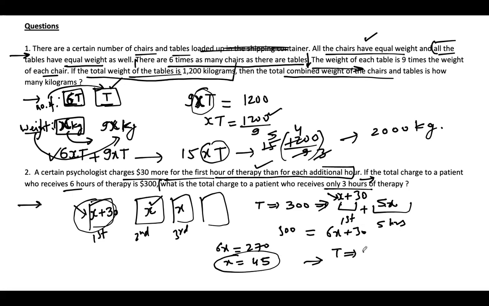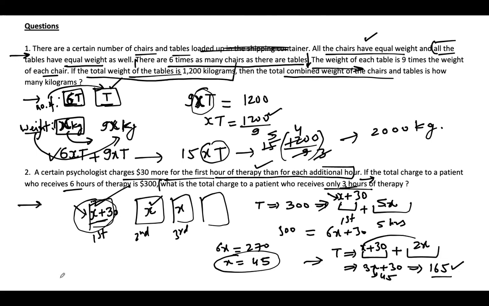How will you divide this 3 hours? This means first hour, which is something different, X plus 30. And for the next 2 hours, it would be 2X. And you know the value of X. So you have 3X plus 30. So X is 45. So 45 into 3 is 135 plus 30, which is 165. Very good.